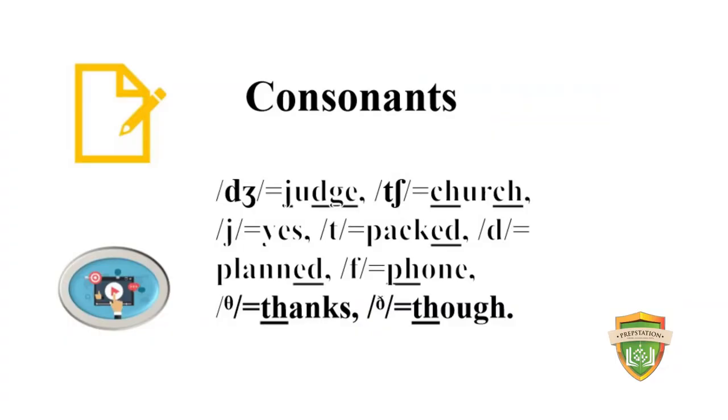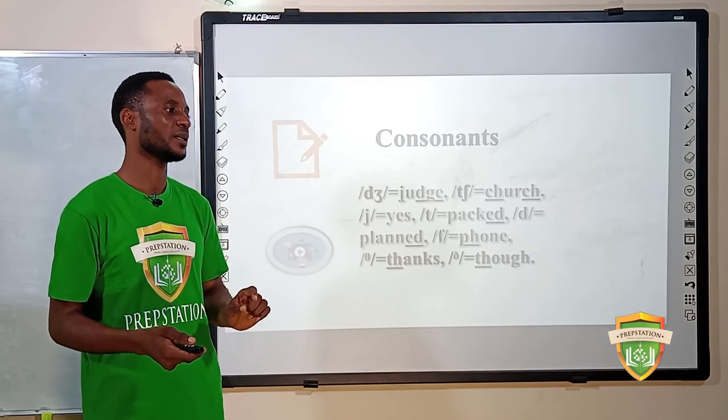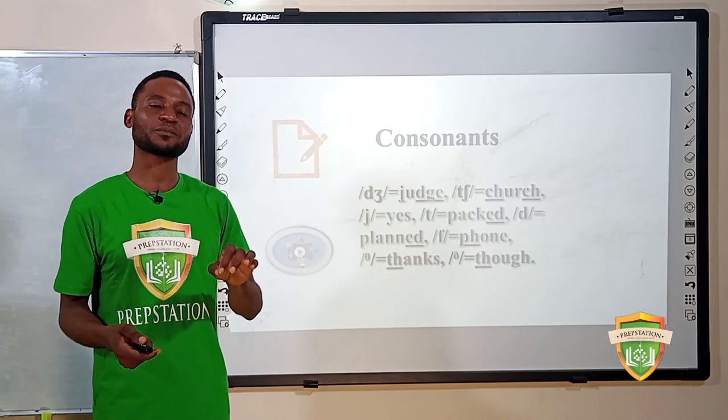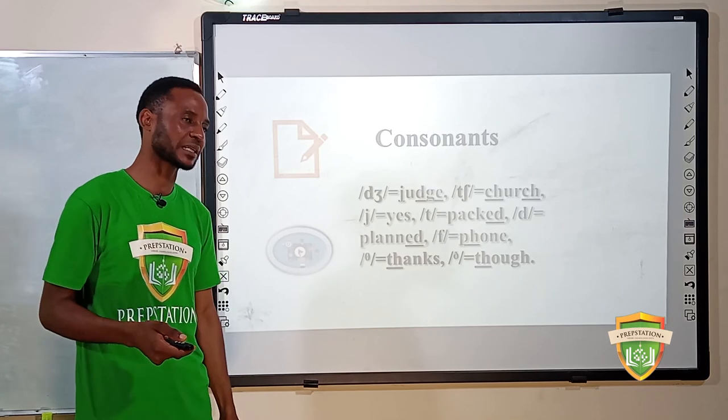So another one is T. T is not really problematic as such, but then it can be quite tricky in certain word combinations. For instance, you have packed. The ED underlined in the word packed is T sound. Why is it T? Because it is preceded by a voiceless consonant. So when the suffix ED is attached to a particular word, and it is preceded by a voiceless consonant sound, you're going to have T sound. That is why the word is pronounced as packed.